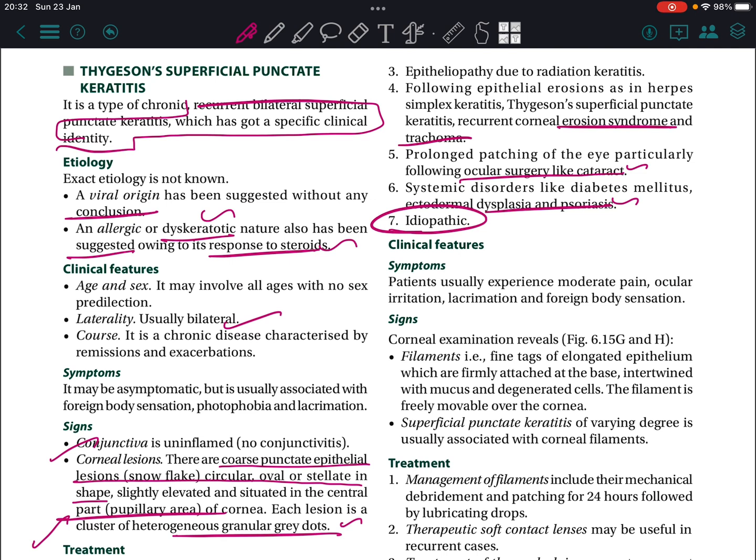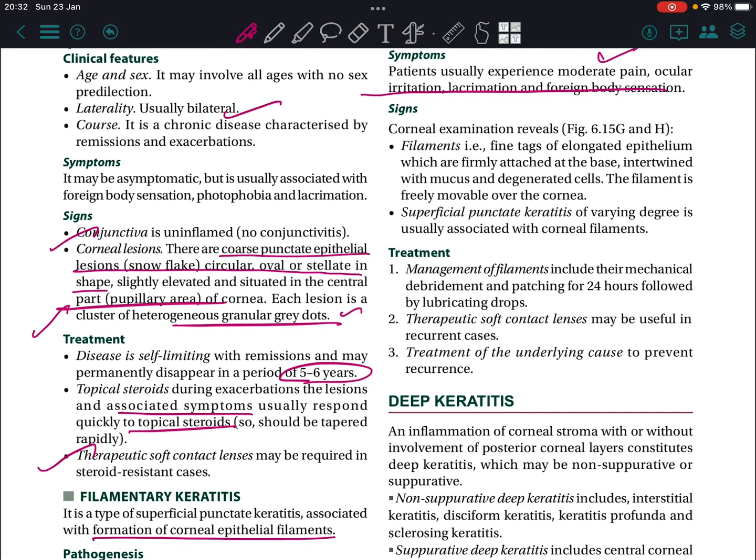Clinical feature: patients usually experience moderate pain, ocular irritation, lacrimation, foreign body sensation. Signs: corneal examination reveals filaments, that is fine strands of elongated epithelium which are firmly attached at the base, intertwined with mucus and degenerated cells. The filament is freely movable over the cornea. Superficial punctate keratitis of varying degree is usually associated with corneal filaments.